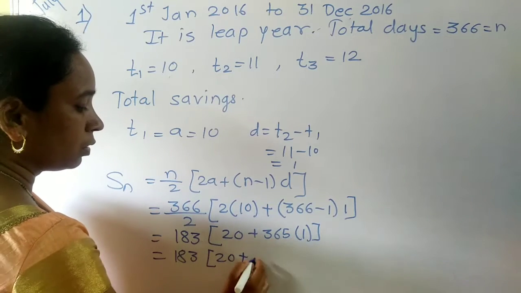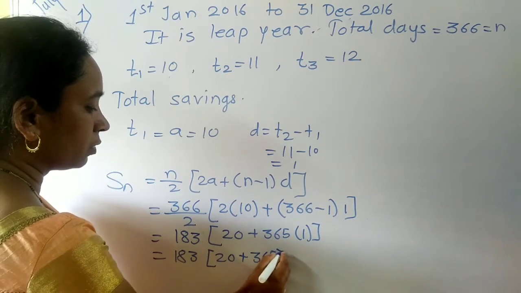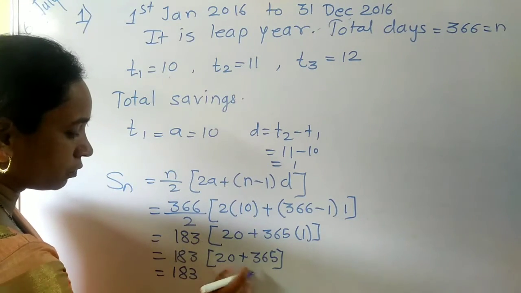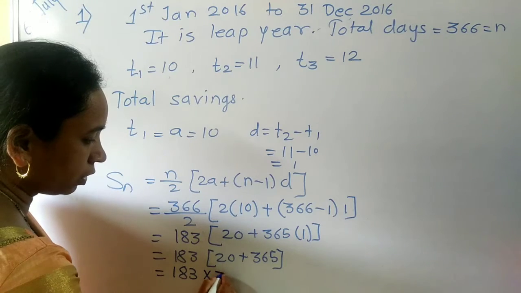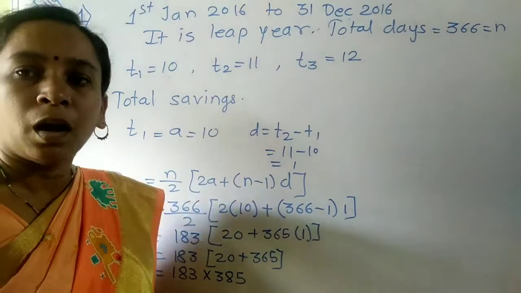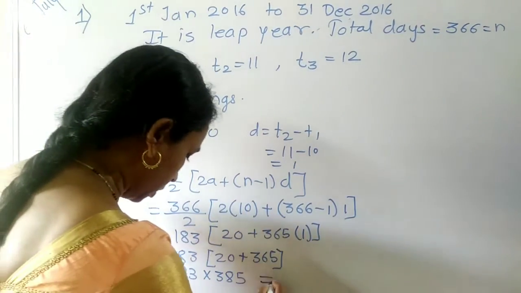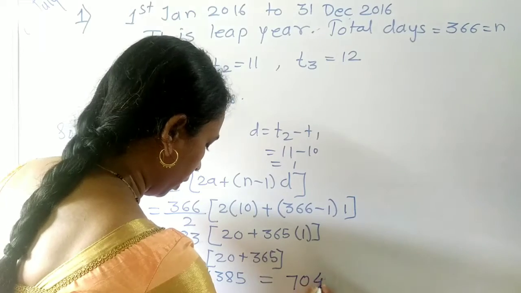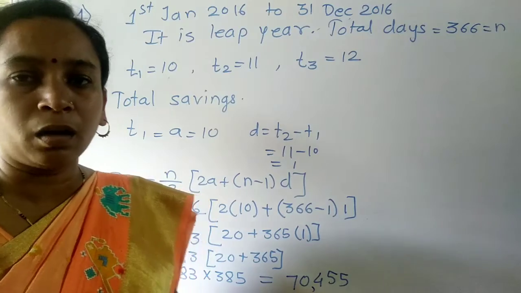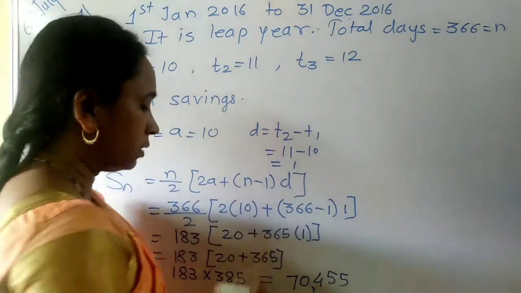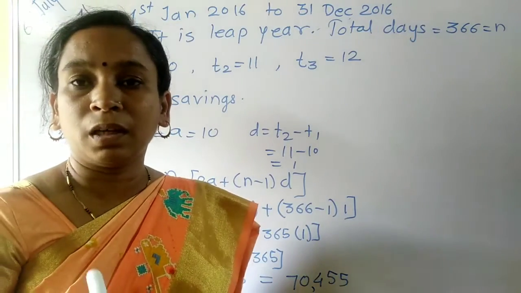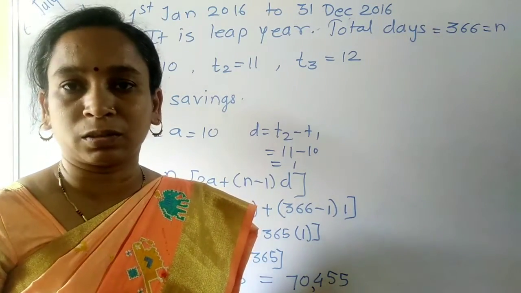Again 183 into 20 plus 365. Addition of these two is 385. We have to multiply this. After multiplication, we will get the answer 70,455. In this way, we have found the total savings of Sanika for 366 days. That means 70,455 rupees she saved in 366 days.